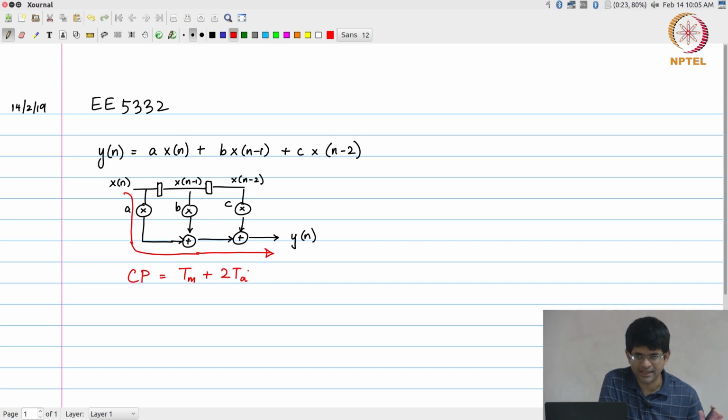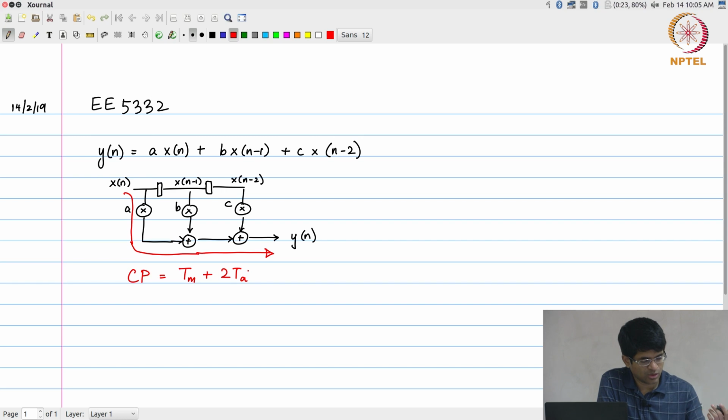Those are the implicit assumptions that I am making over here that I am not really going to elaborate on. If you have a finite setup time, a finite clock to Q delay associated with the registers, then those will also add to your critical path. But those are just implementation details, so I am going to skip those. Primarily the critical path is dominated by the multiplier time and the two adders that are in series.